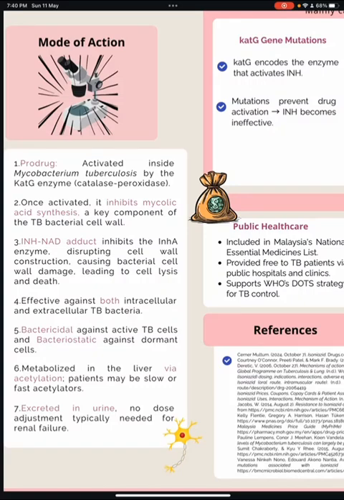Isoniazid is effective against both intracellular and extracellular TB bacteria. It is metabolized in the liver through a process called acetylation. Interestingly, patients can be fast or slow acetylators, which affects how quickly the drug is broken down. Regardless, it is mostly excreted through urine and typically does not require dose adjustments in cases of kidney failure.